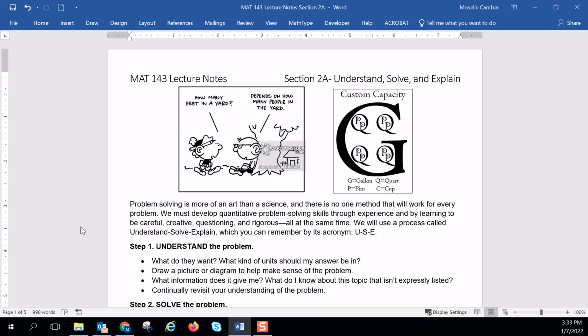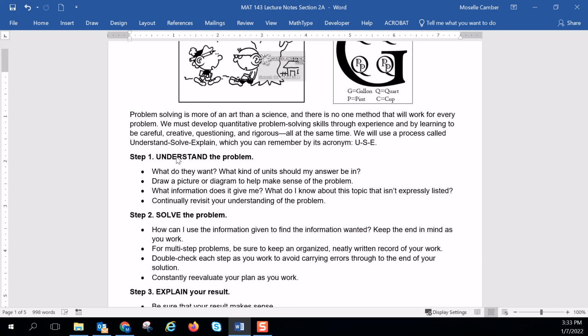Okay, 2A, we're going to talk about understanding, solving, and explaining a problem, as well as using it to help look at unit analysis. So the first thing we look at with any kind of word problem is you need to know what it is that they're asking. So that's the first step, to understand. You need to know what exactly they want to know. Specifically, what kind of units do they want? Do they want a number of hours? Do they want a speed in miles per gallon or miles per hour? What exactly do they want to know?